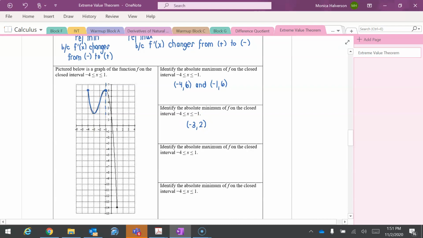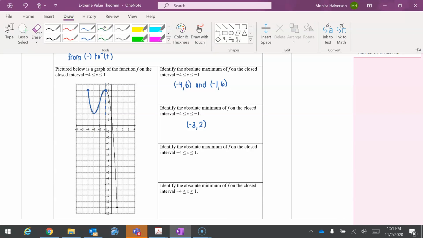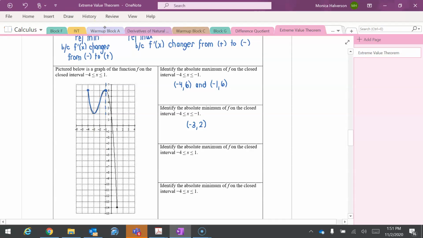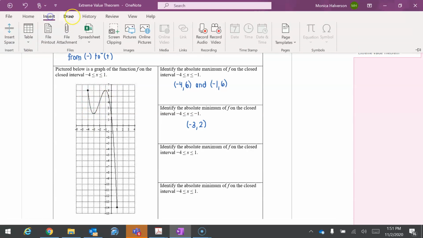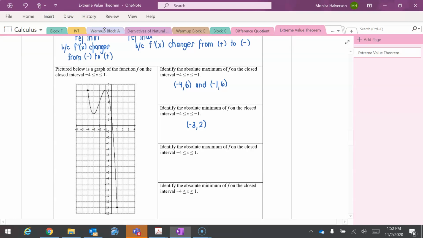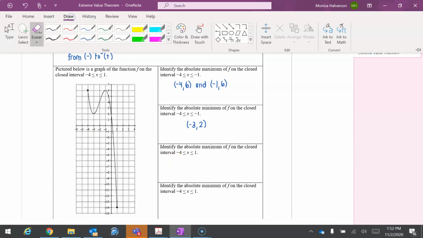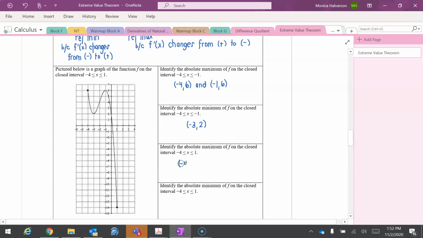Okay? Now, if we expanded our interval to negative 4, 1, so that's our entire graph now. Where would our absolute max happen? Well, it would still happen in exactly the same places. It would be at (-4, 6) and at (-1, 6). Now, interestingly enough, when we expanded our interval, the absolute max occurs at an endpoint and at a relative max.